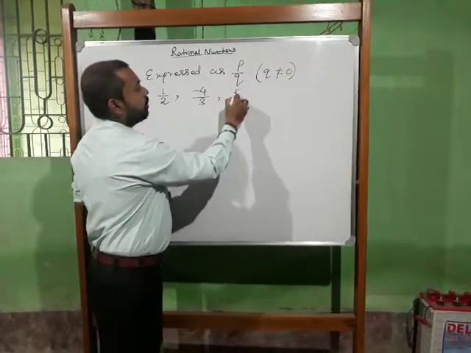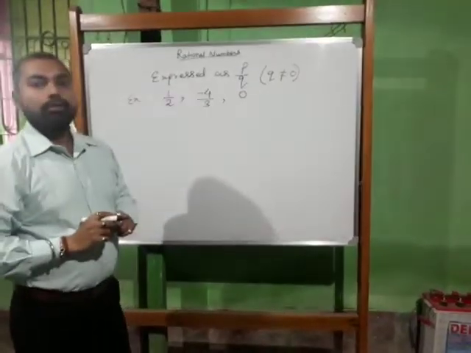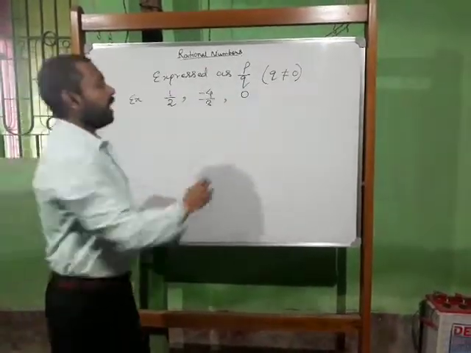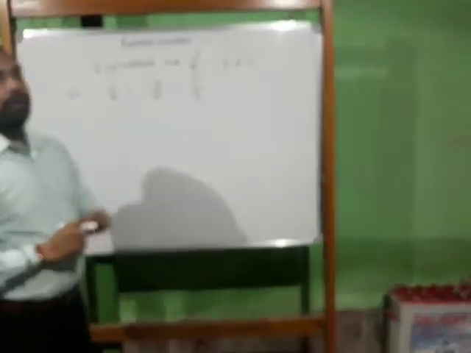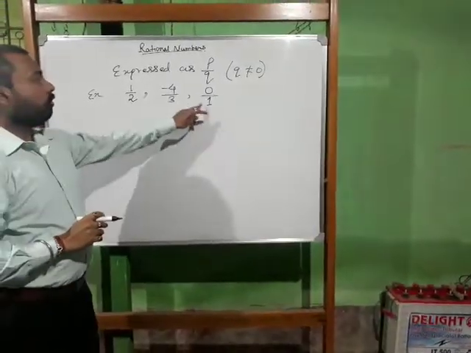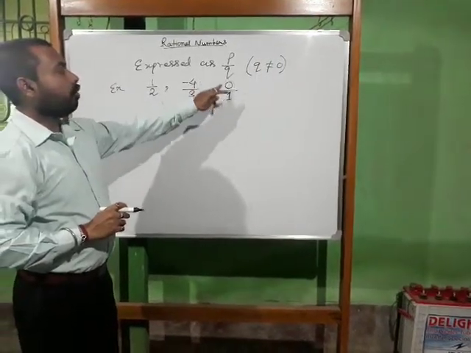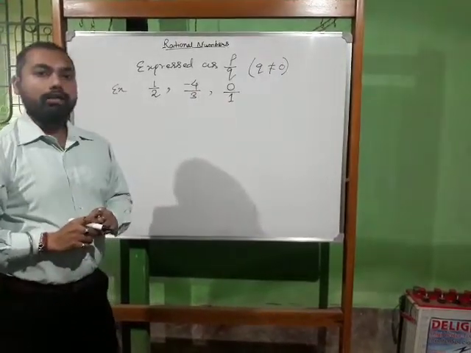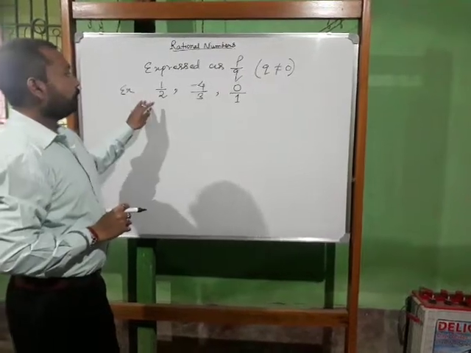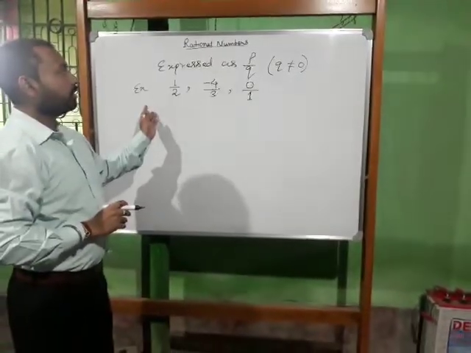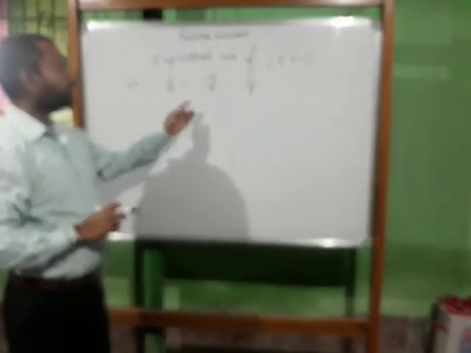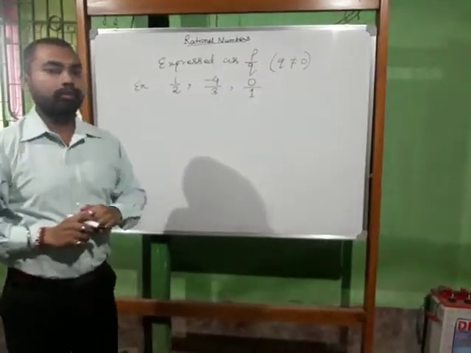Again, 0 is also a rational number. How? Because we can write 0 as 0 by 1, which has the same value. So 0 by 1 is also a rational number. From these examples we can say that rational numbers include both negative as well as positive numbers.